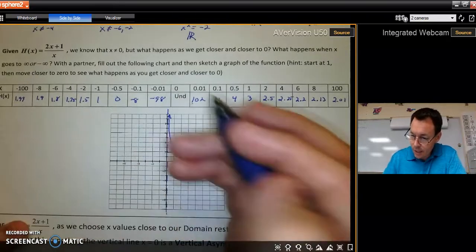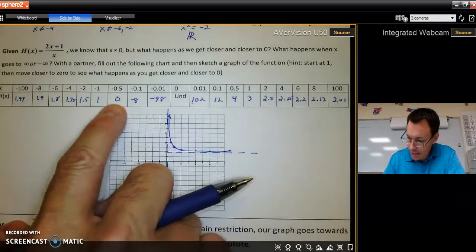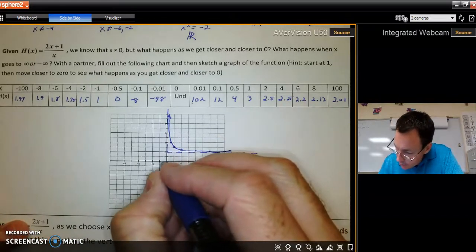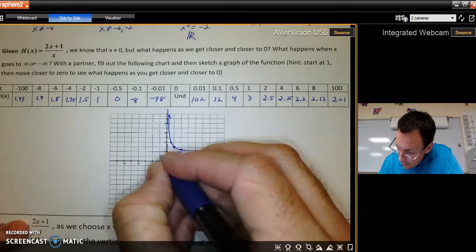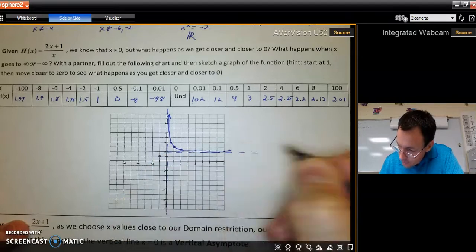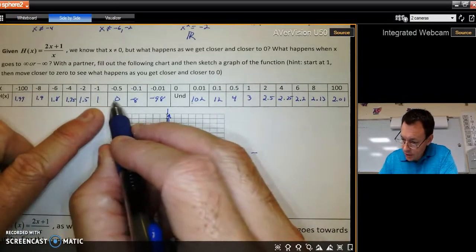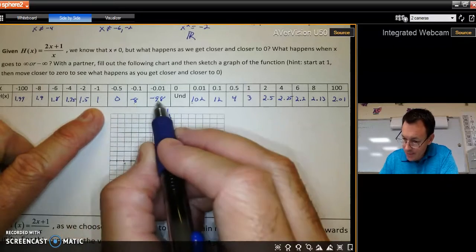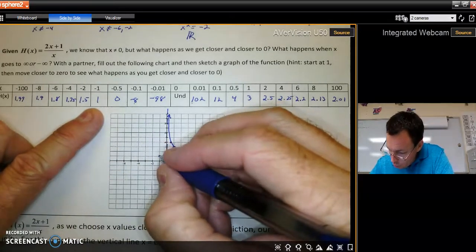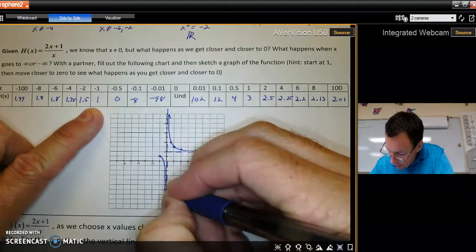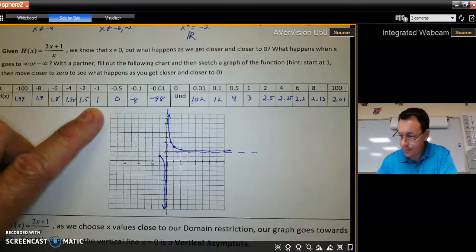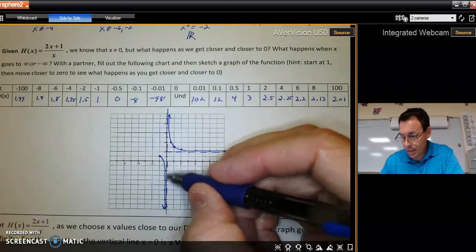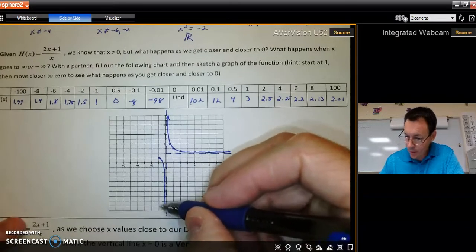On this side, look what happens. When I plugged in 1, negative 1, I got negative 1, and then I got 1. Now, as I started getting closer and closer to 0, look at what my answers are doing. Negative 8, negative 90. I'm going way down here. My graph is just headed towards negative infinity as I'm getting closer to 0. I'm not allowed to equal 0, but it's curving and going that way.